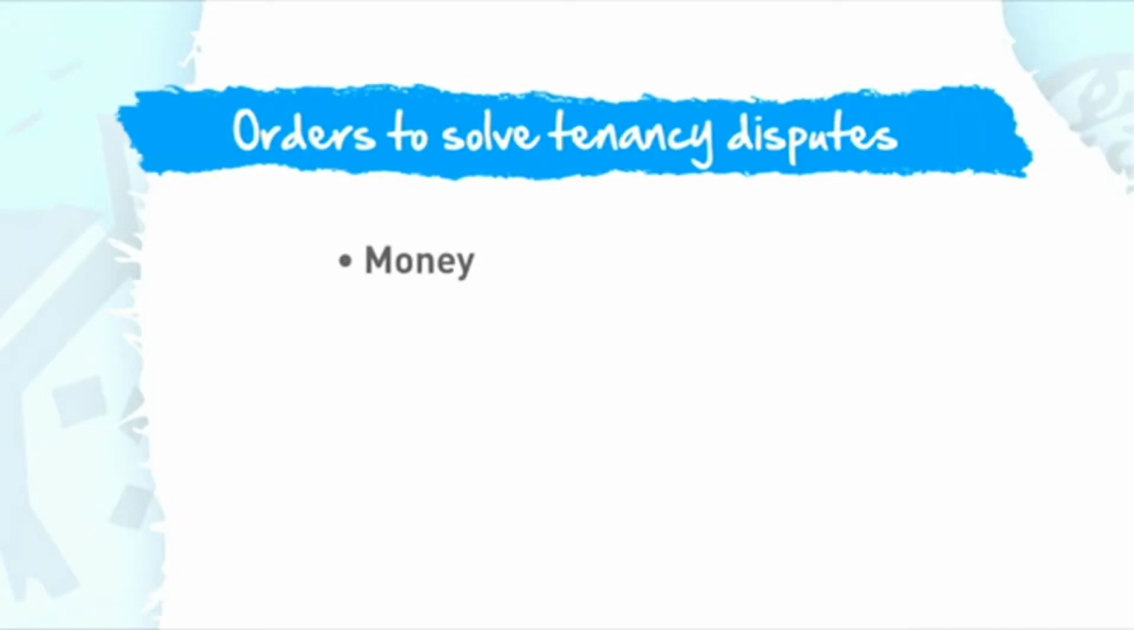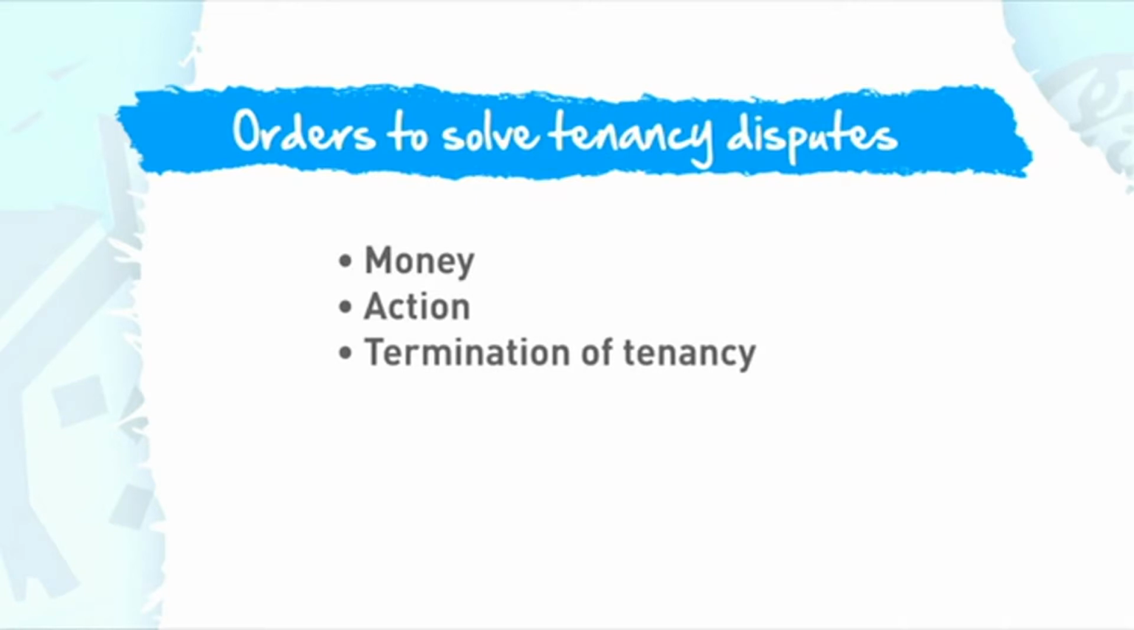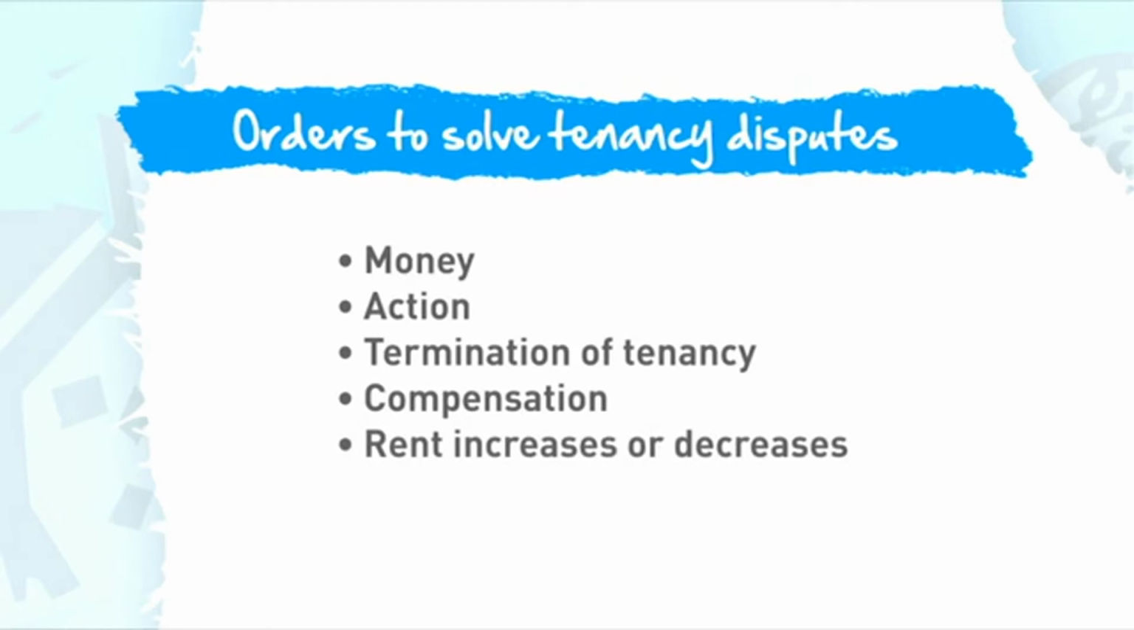If you don't understand the decision, you can ask them to explain it to you. If the decision involves payment of money, you can ask for time to pay. The adjudicator will make their decision based on the evidence presented at the hearing. QCAT can make a wide range of orders to settle tenancy disputes. These include an order for payment of money, an order that someone carry out an action, an order to end a tenancy, an order for compensation, or an order about rent increases or decreases.